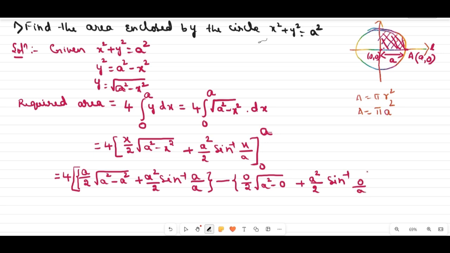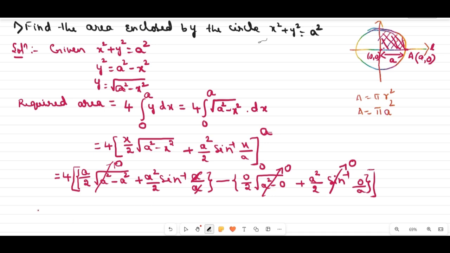Now it is very simple to simplify. a square minus a square will get cancelled. It becomes 0, and 0 into anything is 0. So this term becomes 0. Next, come to this term. The a gets cancelled and only 1 will remain here. In the lower limit, 0 into anything is 0, so this term becomes 0. Even here, sine inverse 0 means 0, and 0 into anything is 0. This term is also 0.